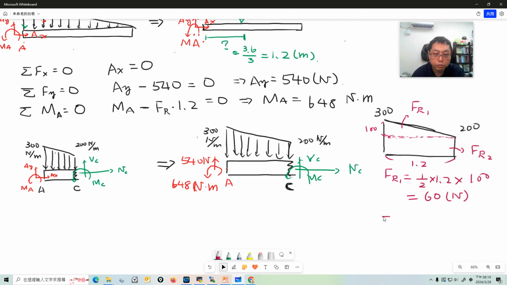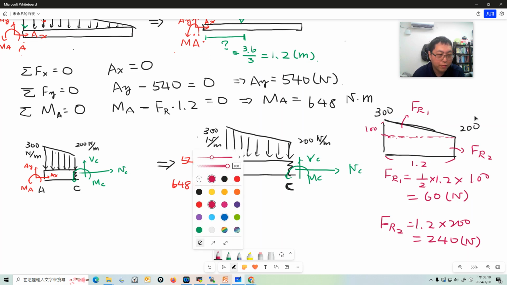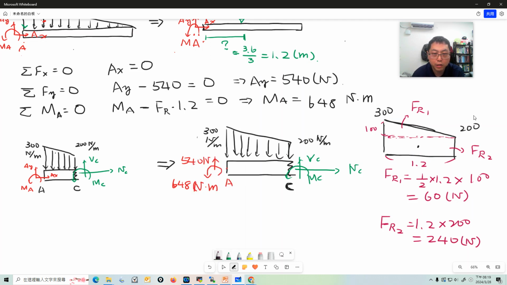So FR2, what's our FR2? FR2 is the area of this rectangle, times 200, so it equals 240 Newton. And where is the position of the resultant force? For FR2, very, very simple. It should be here, and here is the half, so here is 0.6. And the central position of FR1, I think the centroid is about here.